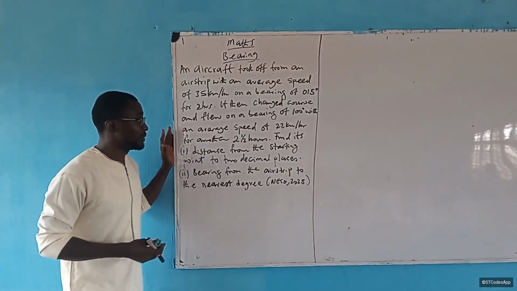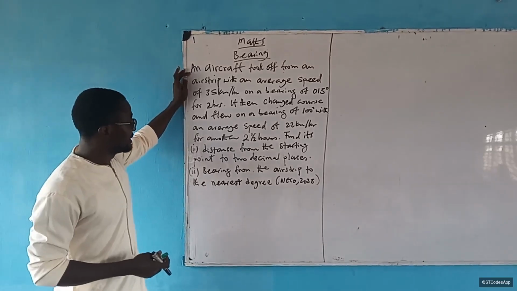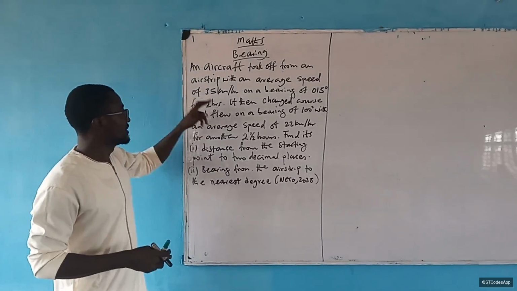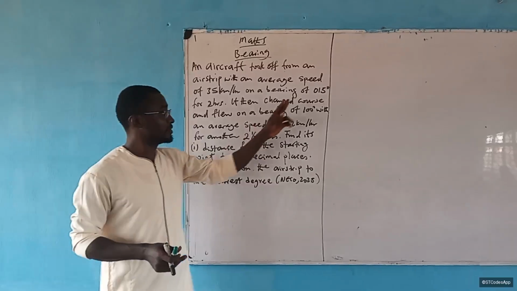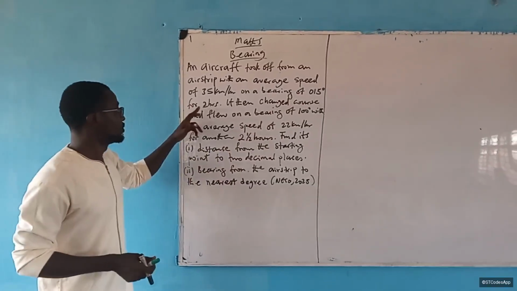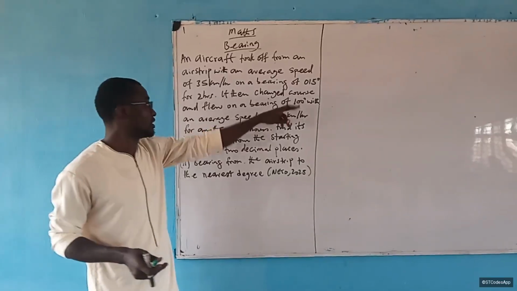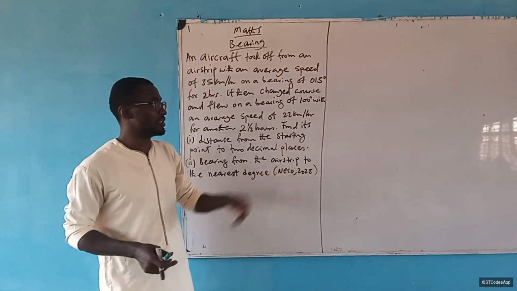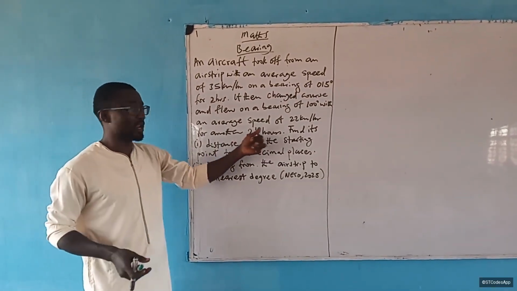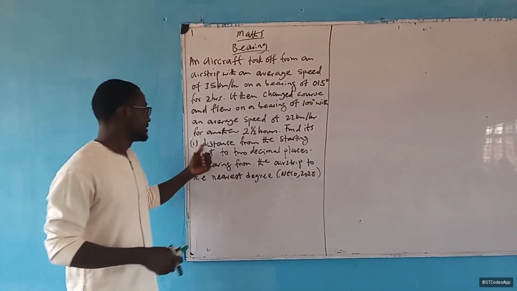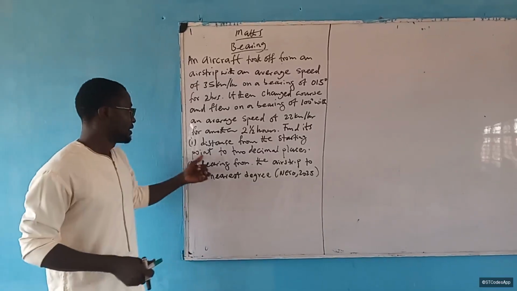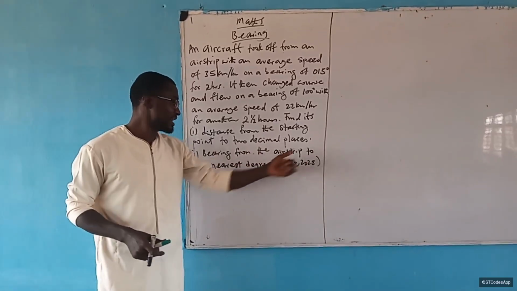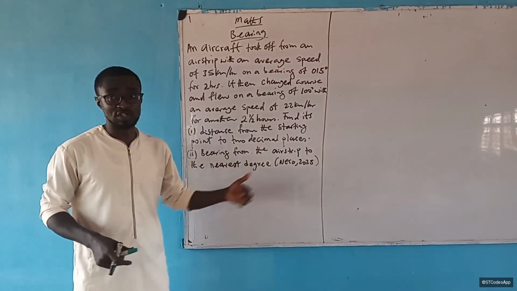And in this very question, we are asked to calculate this. The question says an aircraft took off from an airstrip with an average speed of 35 km per hour on a bearing of 015 degrees for 2 hours. It then changed course and flew on a bearing of 100 degrees with an average speed of 22 km per hour for another 2.5 hours. Find its distance from the starting point to 2 decimal places, and lastly, the bearing from the starting point to the nearest degree.